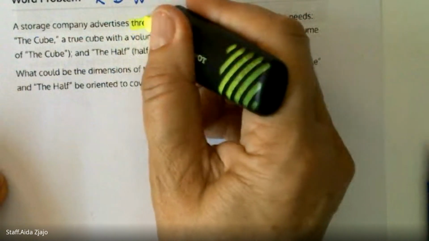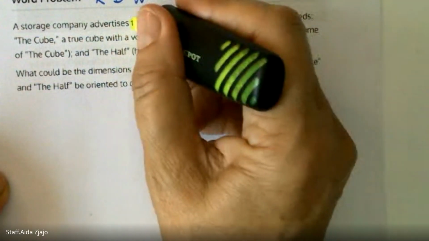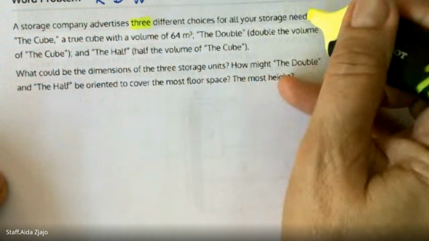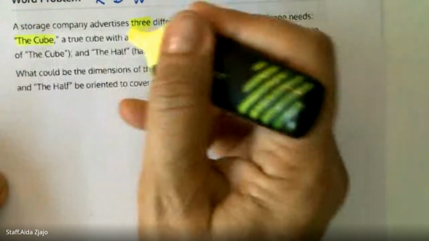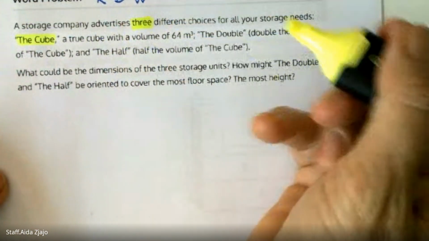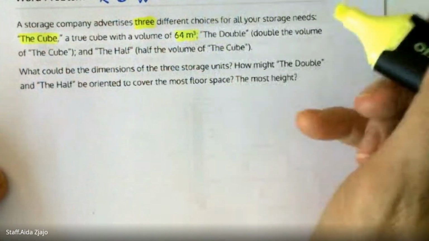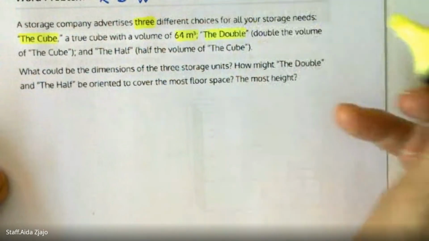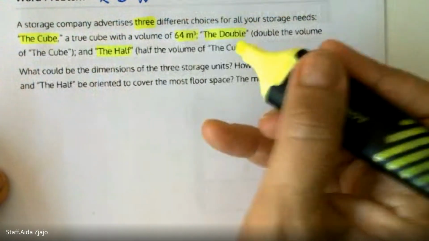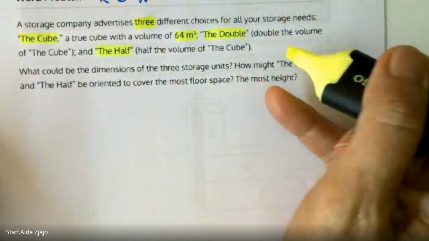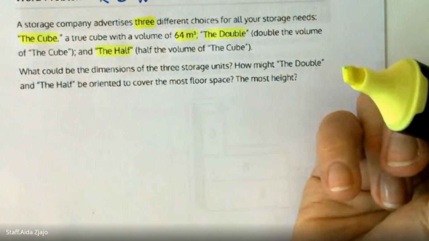advertises three different choices for all your storage needs. So they're selling three different choices for the storage needs. The cube, a true cube box, probably with a volume of 64 cubic meters. The double the volume of the cube, and the half of the volume of the cube. What could be the dimensions of the three storage units?